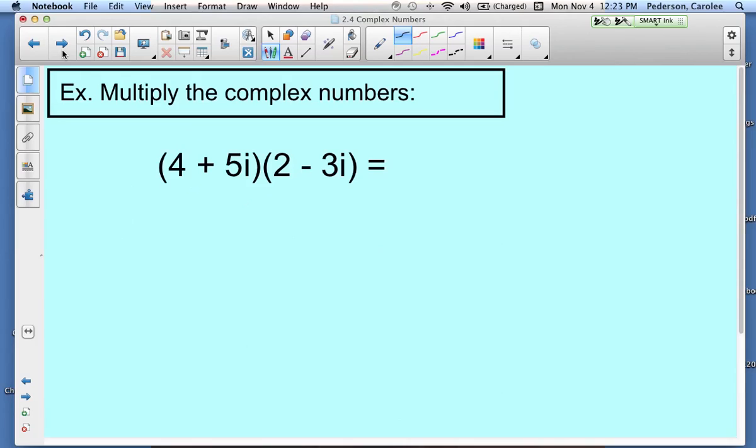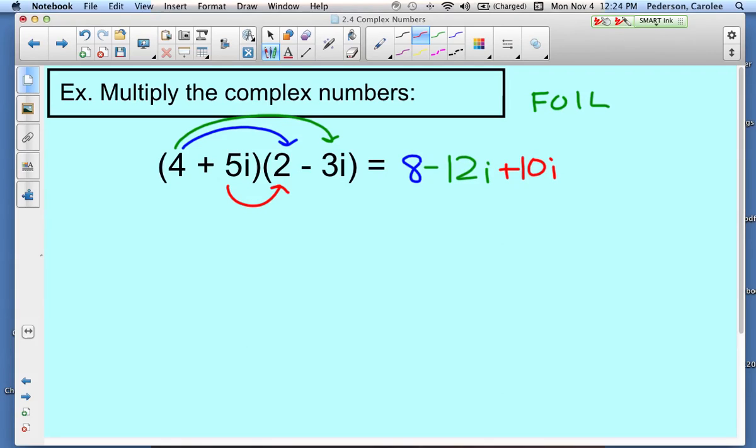We've covered adding and subtracting and simplifying. Now let's go on to multiplying. So we're taking a complex number times another complex number. Think of this as FOIL. First, outside, inside, last. So I'm going to multiply 4 times 2, which is 8. That's first. Outside, 4 times negative 3i is negative 12i. Then we'll go to inside. 5i times 2 is 10i. And then last, 5i times negative 3i is negative 15i squared. So we've now FOILed it.